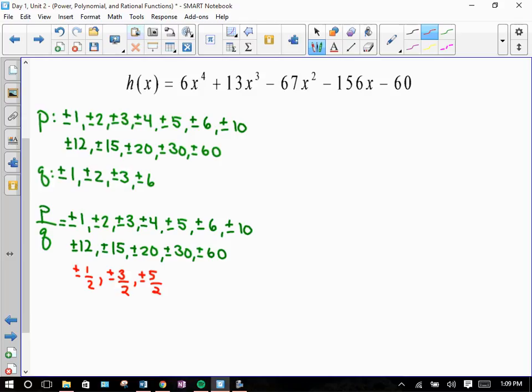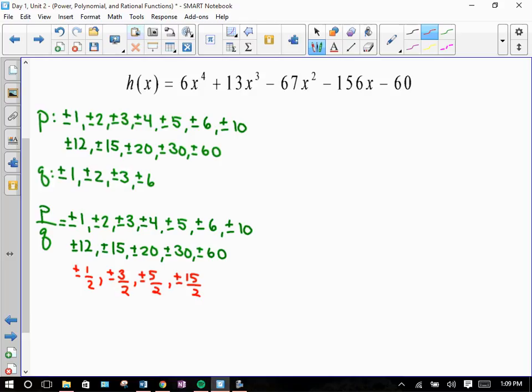6 divided by 2 is 3. 10 divided by 2 is 5. We already have those. That's why I'm not writing out all of them. 12 divided by 2 is going to be 6, which we already have. 15 divided by 2 is plus or minus 15 halves. 20 divided by 2 is 40. No, 10, which we already have. 30 divided by 2 is 15, which we already have. 60 divided by 2 is 30, which we already have. Then I'm going to do the same thing again.